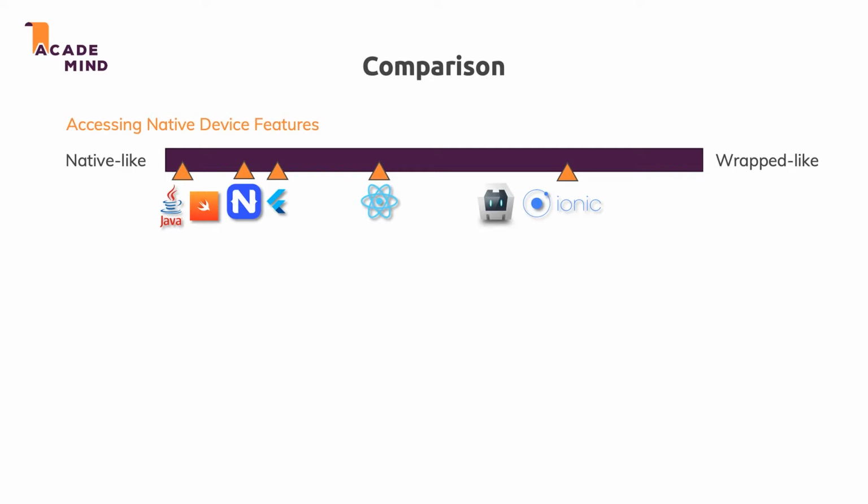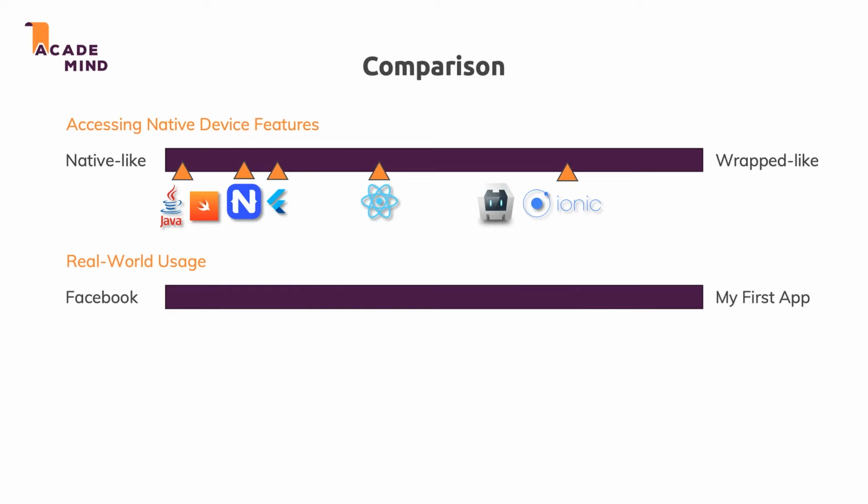And with that, onwards to the last category, real-world usage. Now, there I got these two extremes. Facebook and my first app. So the idea simply is, how are these options getting used for real apps?